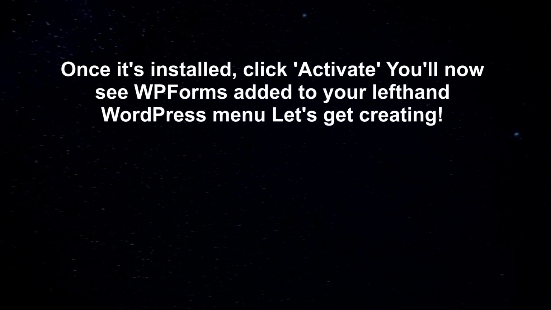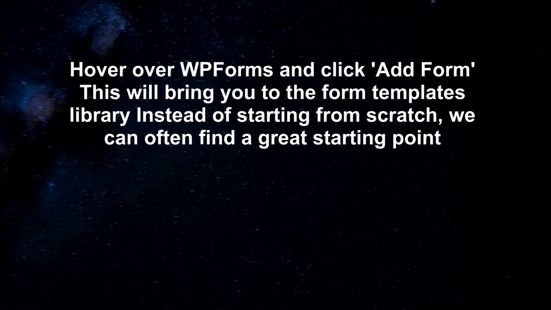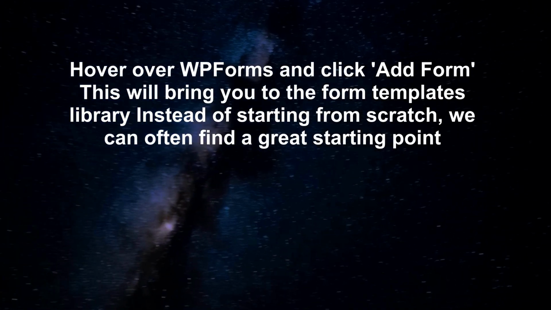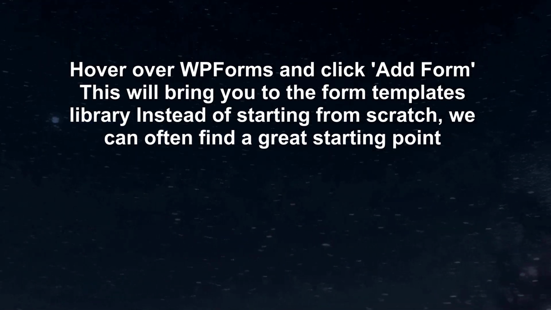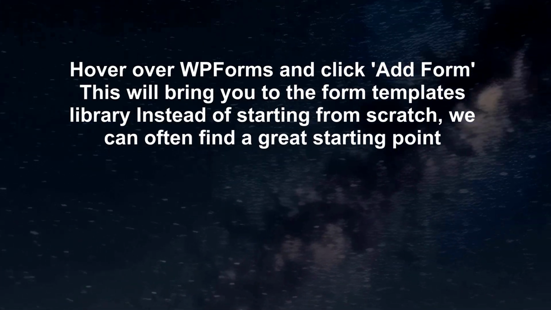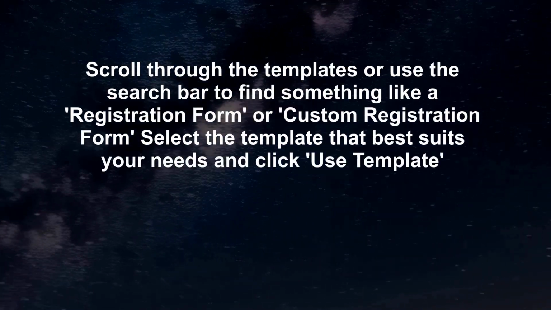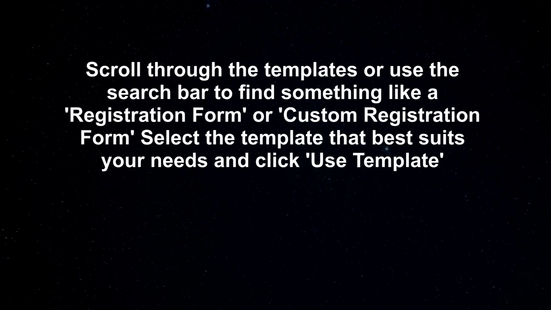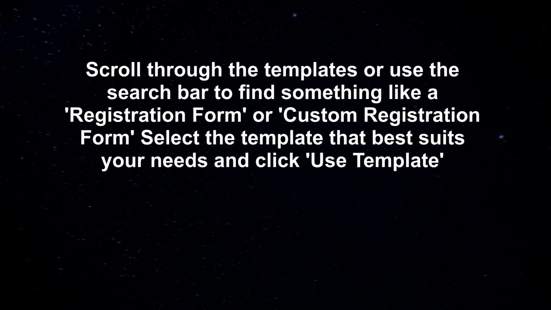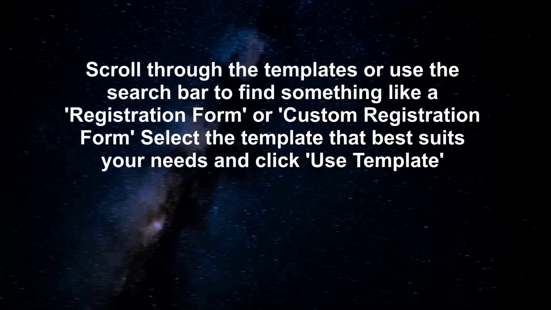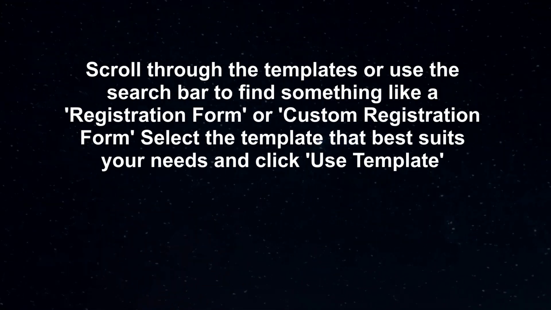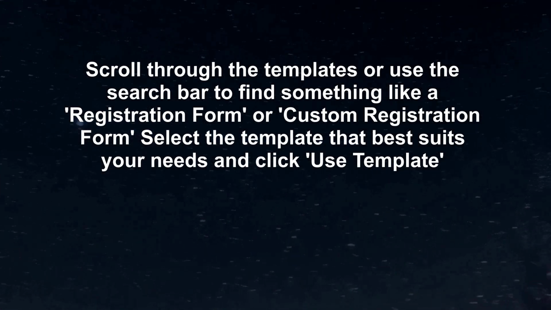Let's get creating. Hover over WP Forms and click Add Form. This will bring you to the form templates library instead of starting from scratch. We can often find a great starting point. Scroll through the templates or use the search bar to find something like a registration form or custom registration form. Select the template that best suits your needs and click Use Template.